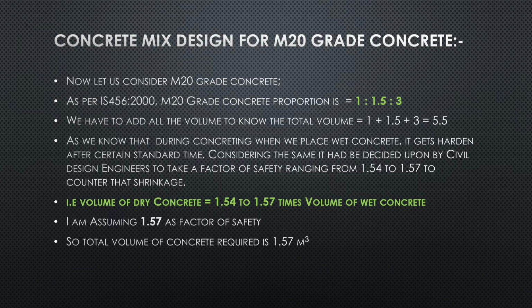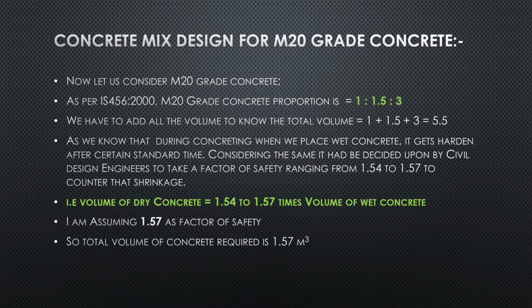Concrete mix design for M20 grade of concrete. Now let us consider M20 grade concrete. As per IS 456-2000, M20 grade concrete proportion is 1:1.5:3. We have to add all the volumes to know the total volume: 1 plus 1.5 plus 3 equals 5.5.